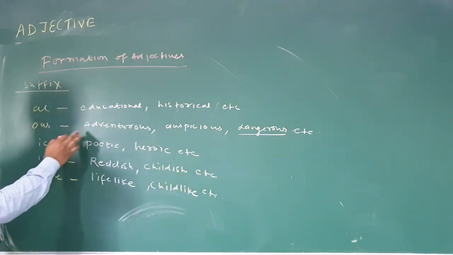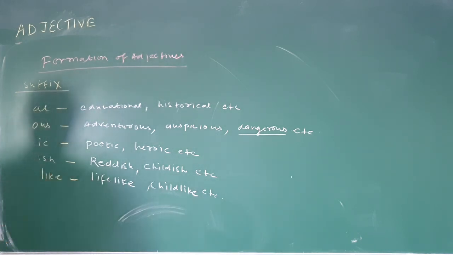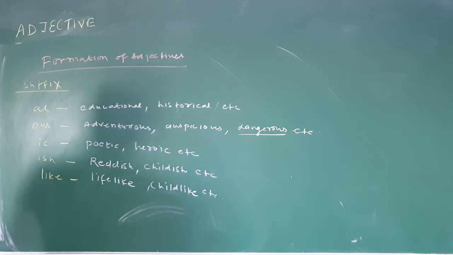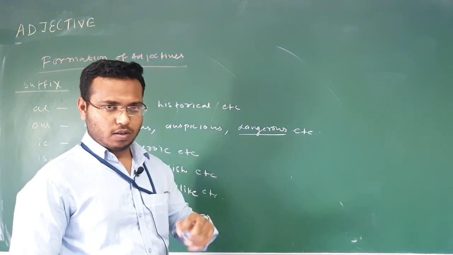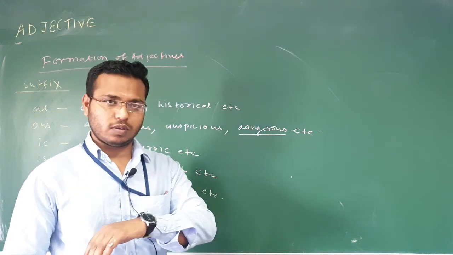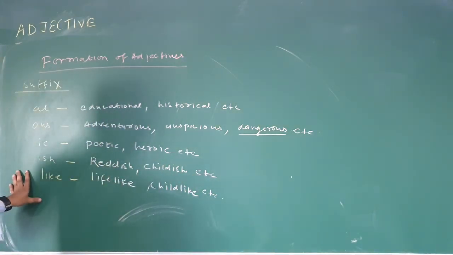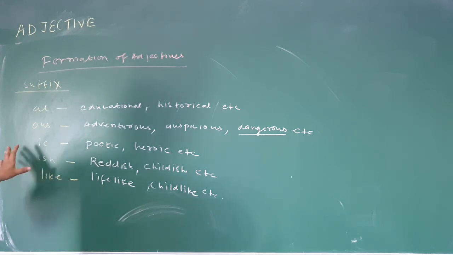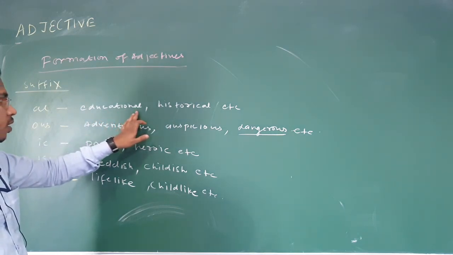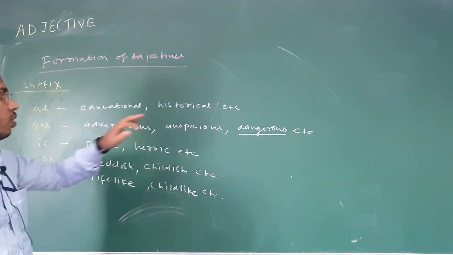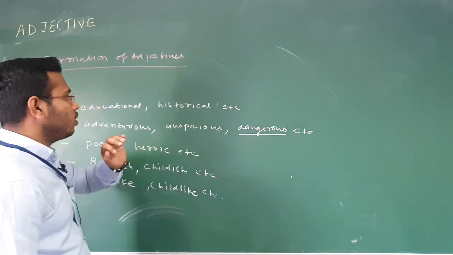So educational, adventurous, poetic, reddish, lifelike, and there are other possibilities also. For example, we make affectionate, okay, we make affectionate from affection. So these will basically help us in identifying the adjectives in the questions which come in the examination. Immediately, if we see educational, oh, we have suffix al, so it will be an adjective. We have historical, so we will say that, oh, al is there as suffix added to the word, and it will be an adjective.